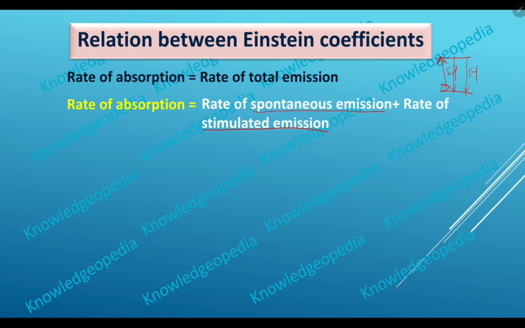We have already obtained the expressions for these three rates. The rate of absorption is B12 N1 E nu. Similarly, the rate of spontaneous emission is A21 N2 and the rate of stimulated emission is B21 N2 E nu. Now in this term and this term we have the expression E nu, so I can take this to the left hand side. Then what can I write?